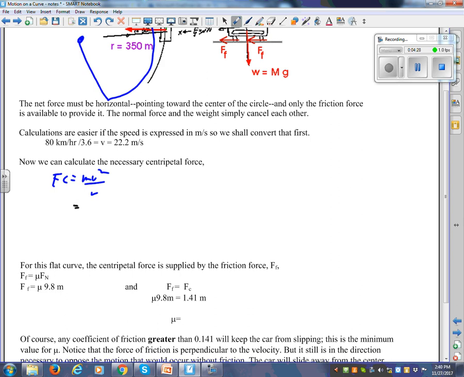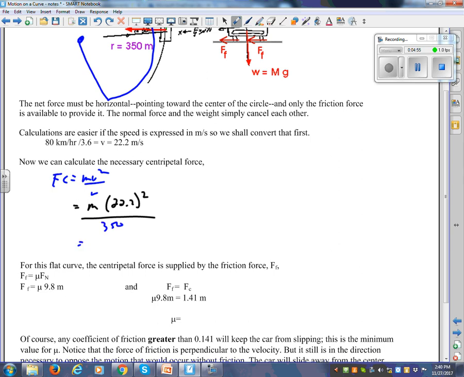Okay, so the mass is... Oh, now we don't have the mass of the car, do we? What are you going to do when you don't have the mass of the car? Well, we're just going to leave the letter m in there, and we're going to hope that it's going to cancel. So we got mv squared, with v being 22.2, squared, and an r underneath. Mv squared over r, so we got 350.